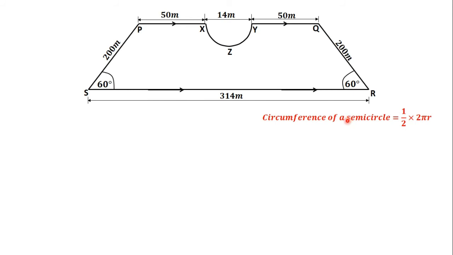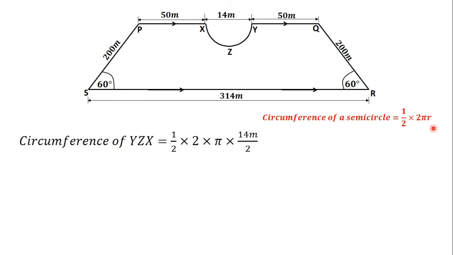The circumference of a semicircle, we've just found out, is half times 2 pi r. So we can say that the circumference of the semicircle YXZ is equal to half, or 1 divided by 2, times 2 times pi times r. R is the diameter divided by 2, and the diameter is 14 meters, so 14 meters divided by 2. So the circumference is equal to half times 2 times pi times 14 divided by 2, and this will give us 22 meters. So the circumference of the semicircle YXZ is 22 meters.